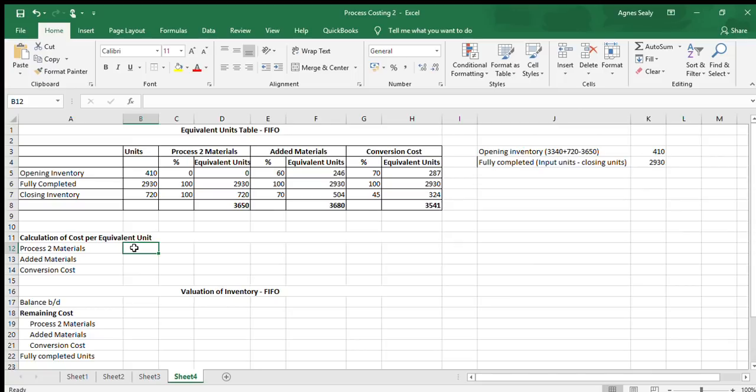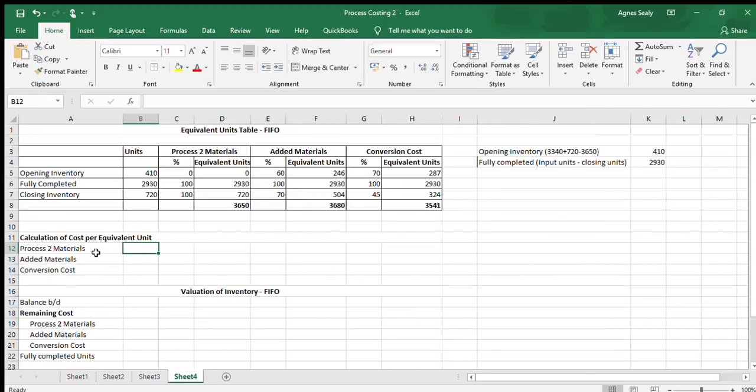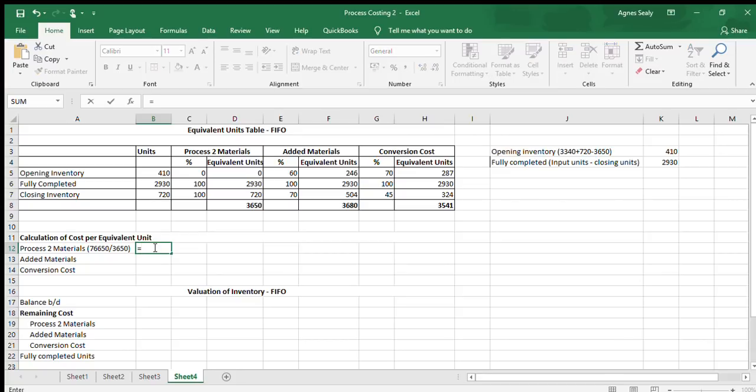So let's compute our costs per equivalent unit for each process. So we have, for process 2 materials, the question stated that 3650 units, and we did work that out, were transferred from process 2 at a cost of $76,650. So then 76,650 divided by our 3650, which is our equivalent units. 76,650 divided by 3650. So the cost per equivalent unit here is $21.